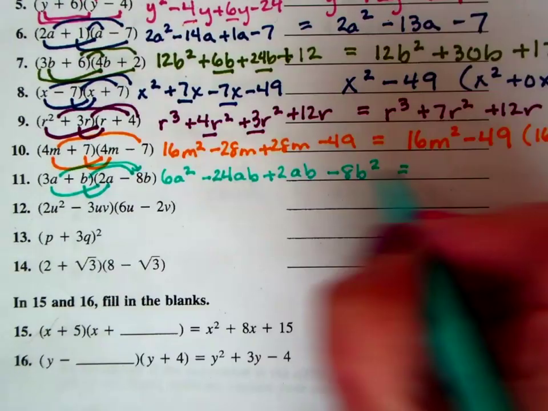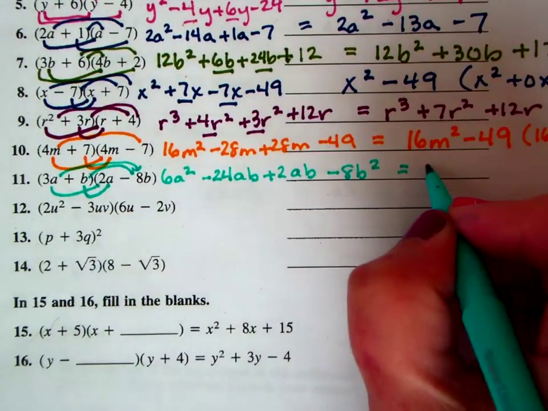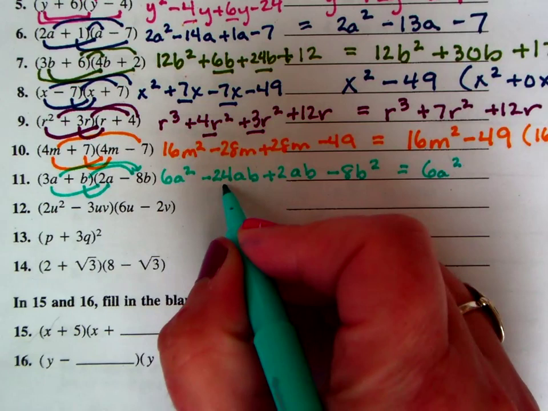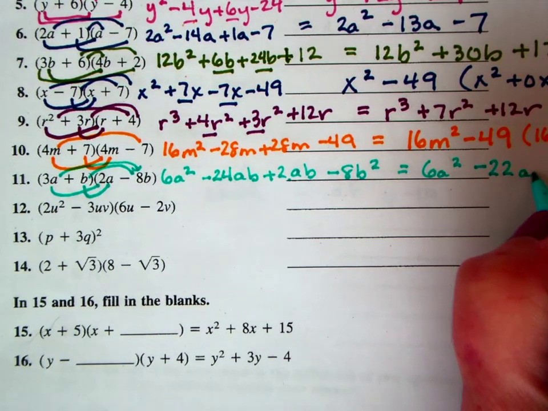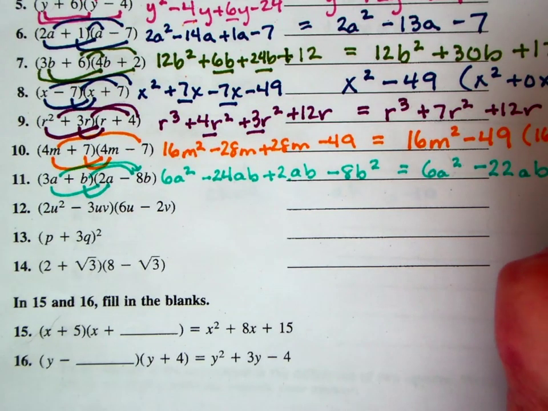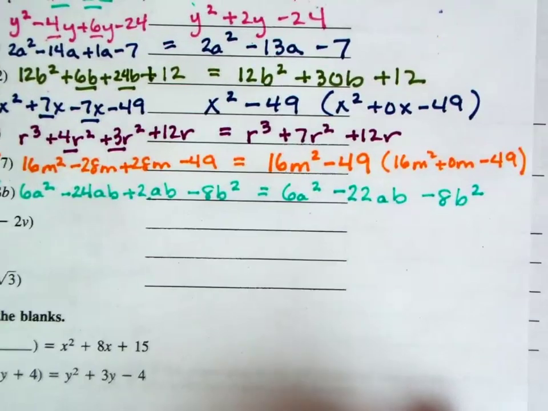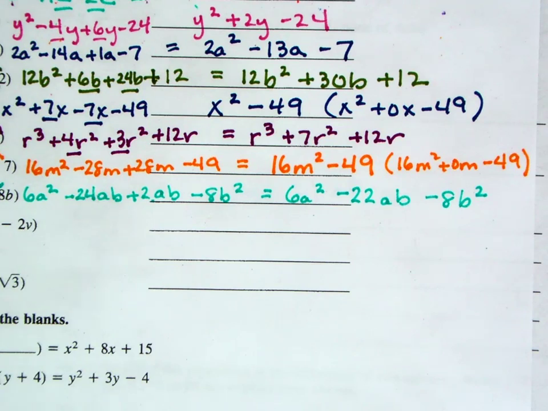Okay, so in this case, I can't combine anything but the middle stuff, so I'm going to do 6a squared, negative 24 plus a positive 2 is minus 22ab, and then minus 8b squared. Okay, and I just wrote it in the order that I had it. It doesn't matter what the order is.